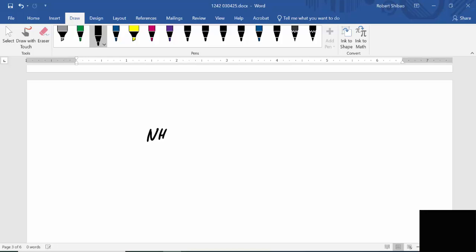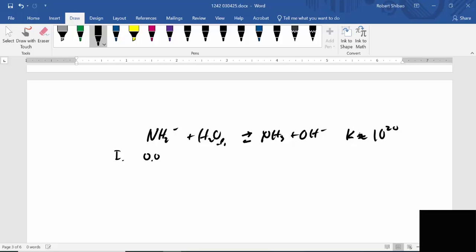So the reaction is this. Amide plus water yields ammonia plus hydroxide. And we're going to treat this as equilibrium because now we have a K value. The K value is estimated to be roughly 10 to the 20th. So the power would be 20. Quite high. And then it's 0.0125 per liter, I think. And so the initial is going to be 0.0125 molar.